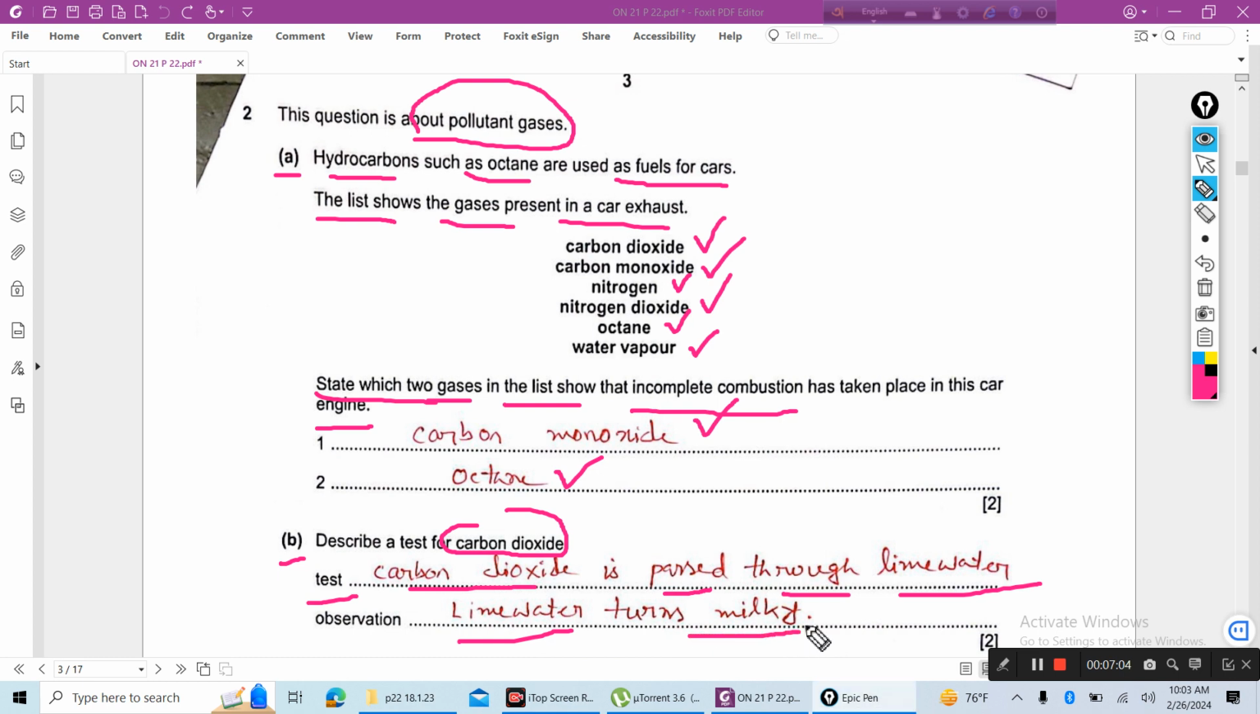Milky means cloudy. A white precipitate is formed. Lime water is colorless. Calcium hydroxide is lime water. It turns milky because calcium carbonate is formed, which is cloudy or a white precipitate.